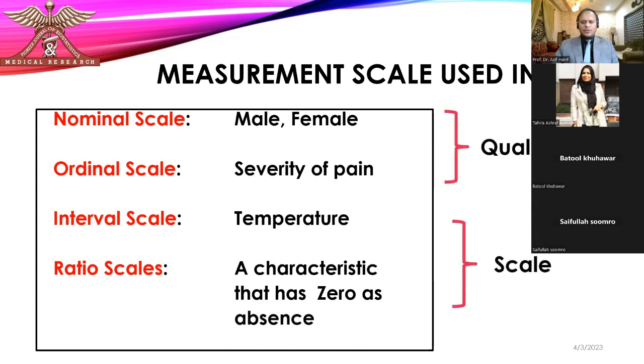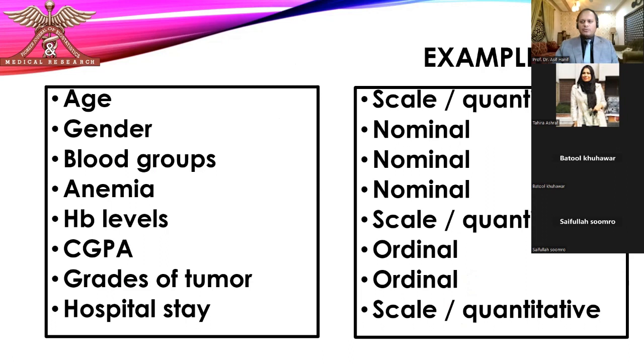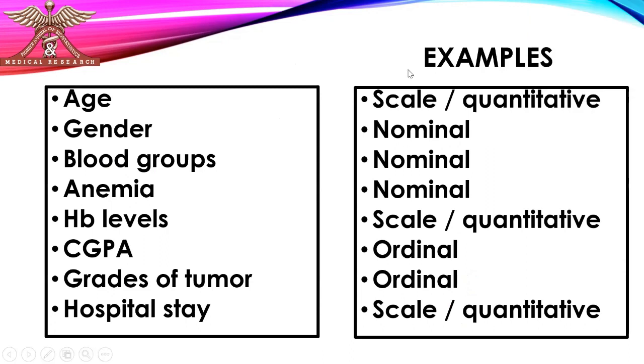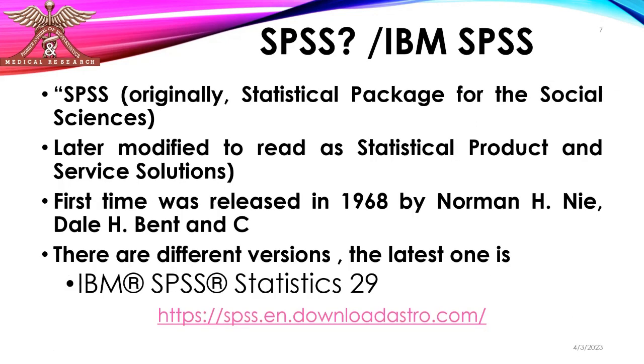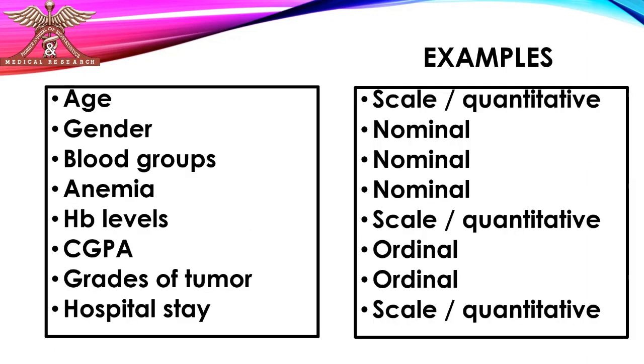In SPSS, we label nominal and ordinal in a different way, but the quantitative data is labeled as scale. I'll show you how it is labeled as scale. There are a few more examples. Age will be dealt as scale as it is a quantitative variable. Gender will be nominal, blood groups will be nominal, anemia nominal, HB level is scale or quantitative. CGPA of student is ordinal because there is natural order, there are ranks. Grades of tumor are ordinal, hospital stay is scale, quantitative type of data. So these are the core concepts before moving to SPSS.